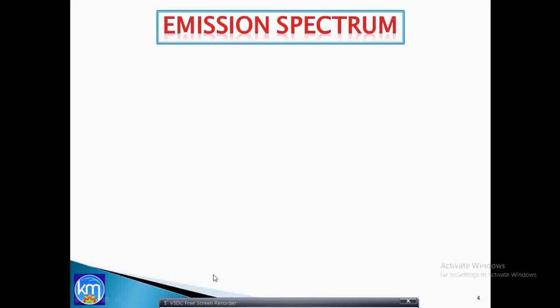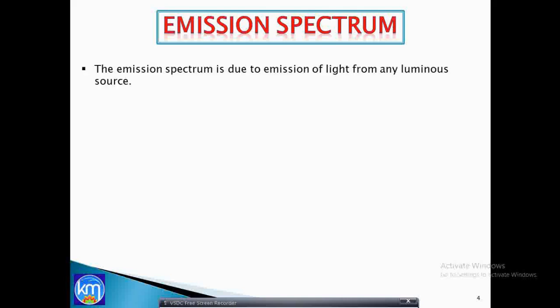we shall focus on emission spectrum. So when do we get emission spectrum? Emission spectrum is obtained basically whenever we have any luminous source. A luminous source means any object which can give light by itself. Whenever the spectrum is obtained from a body which is luminous, we call such a spectrum an emission spectrum.